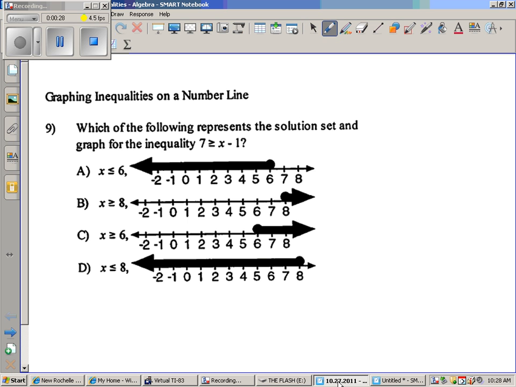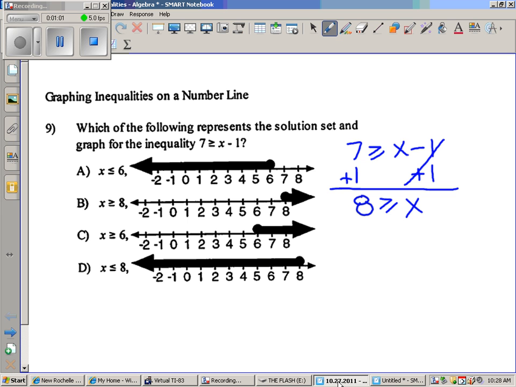Let's do it. So here's the equation that's been given to you: 7 is greater than x minus 1. What do you do? How do you solve something like that? Yeah, Jessica, you are so smart. You add 1 to both sides. We get 8, and we get this. Now, how would you say that in English?